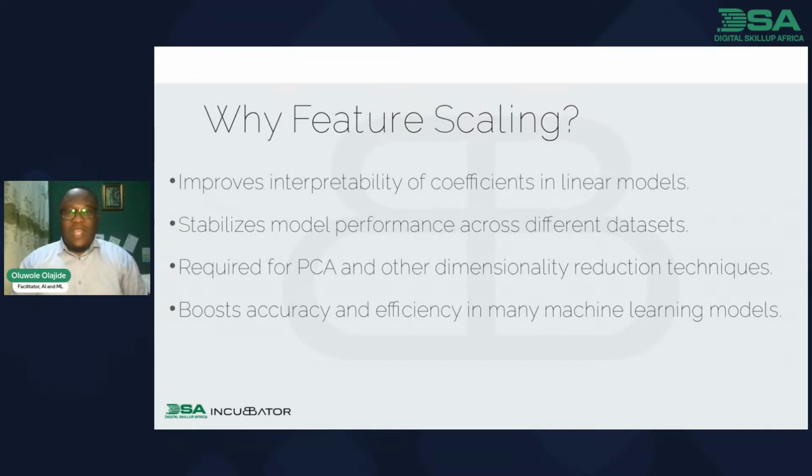Then we want to stabilize model performance across all datasets, like I said earlier on. That's the reason. In fact, that's one of the major reasons why we're doing what we're doing. We want to make sure that what?